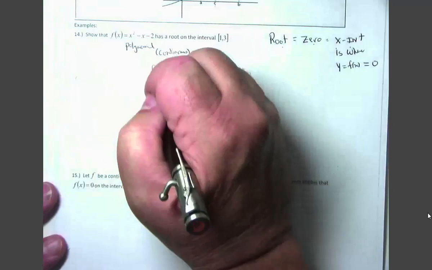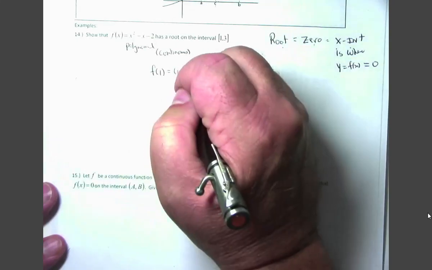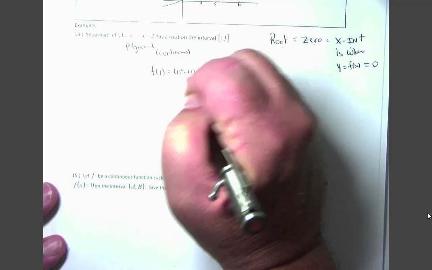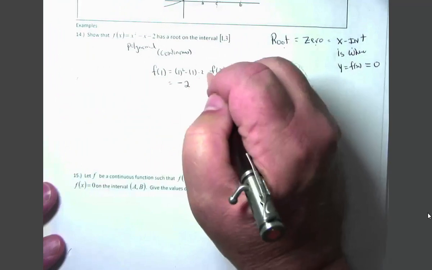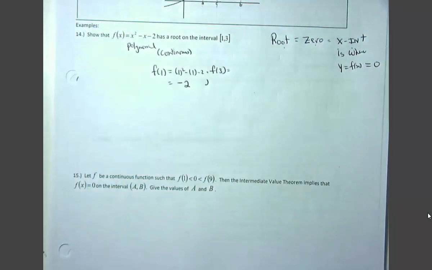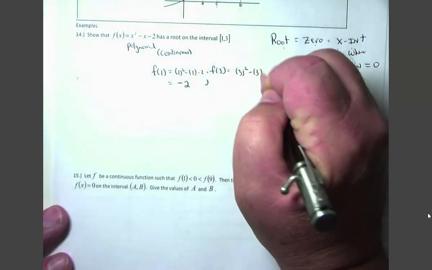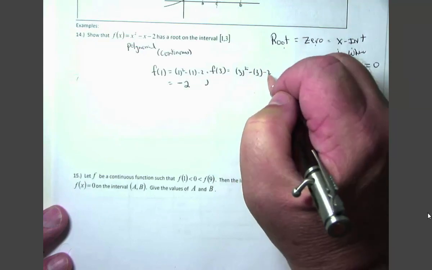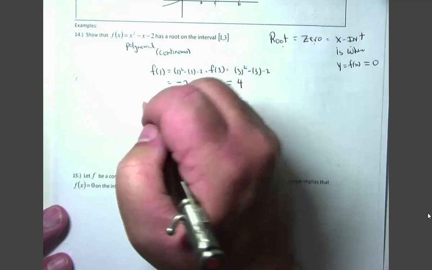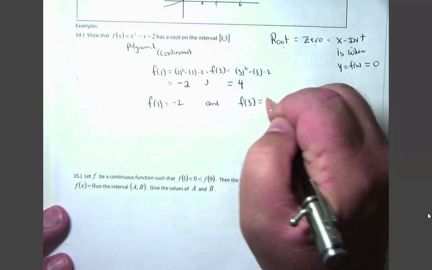And what is f of 1 equal to? And what is f of 3 equal to? Well, don't hurt yourselves. F of 1 would be 1 squared minus 1 minus 2. 1 squared is 1, minus 1 is 0, minus 2 is negative 2. What is f of 3 equal to? This would be 3 squared minus 3 minus 2. 3 squared is 9, minus 3 is 6, minus 2 is 4. So f of 1 is equal to negative 2, and f of 3 is equal to 4.